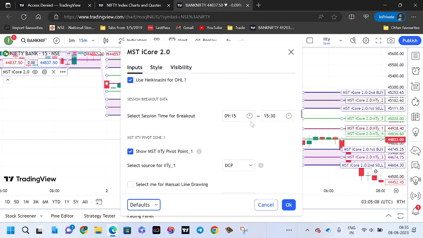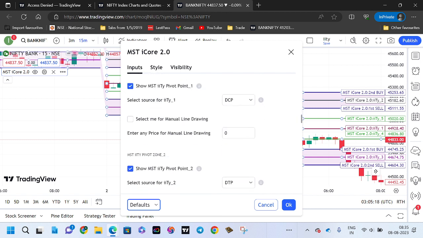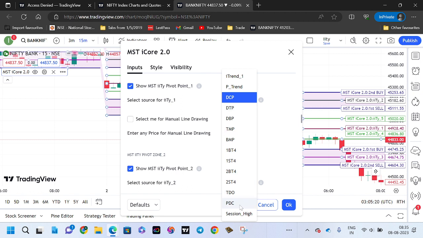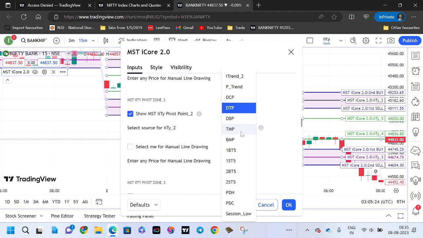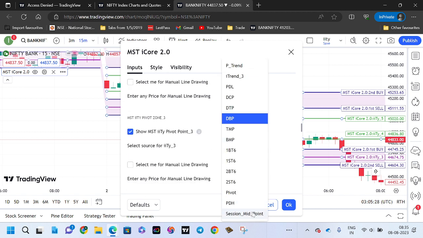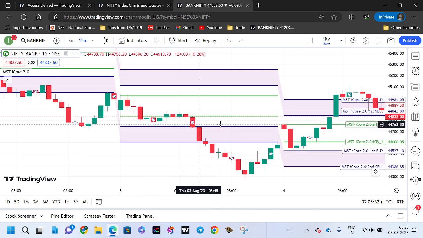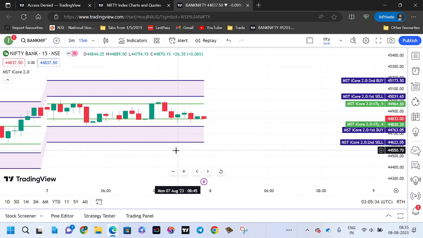Breakout strategy. Suppose people who want to use the 9:15 to 9:20 breakout, high low close, then you can use this method. Where to enable the high? Come here, you can see session high. This is session low and this is session break midpoint. Okay, it will show you where the high low breakout is. That is the next step.